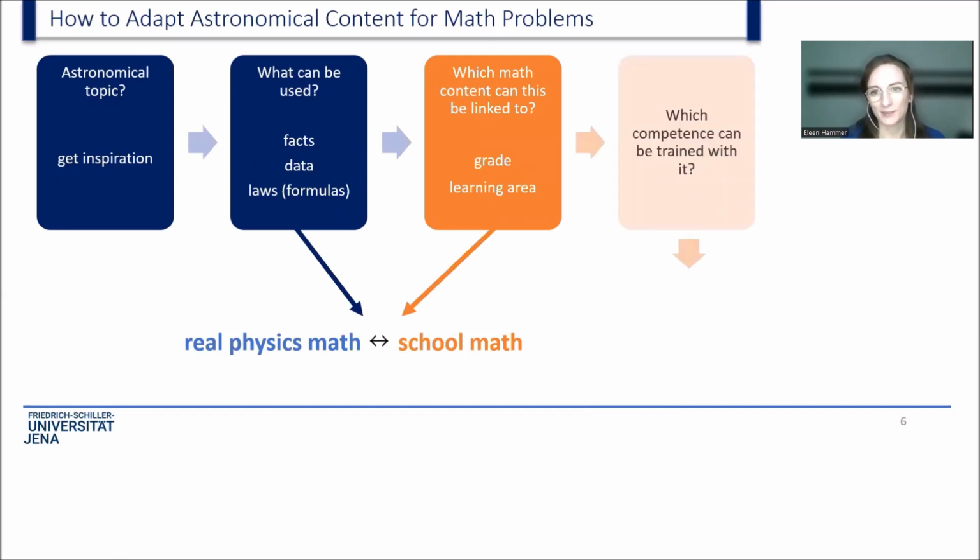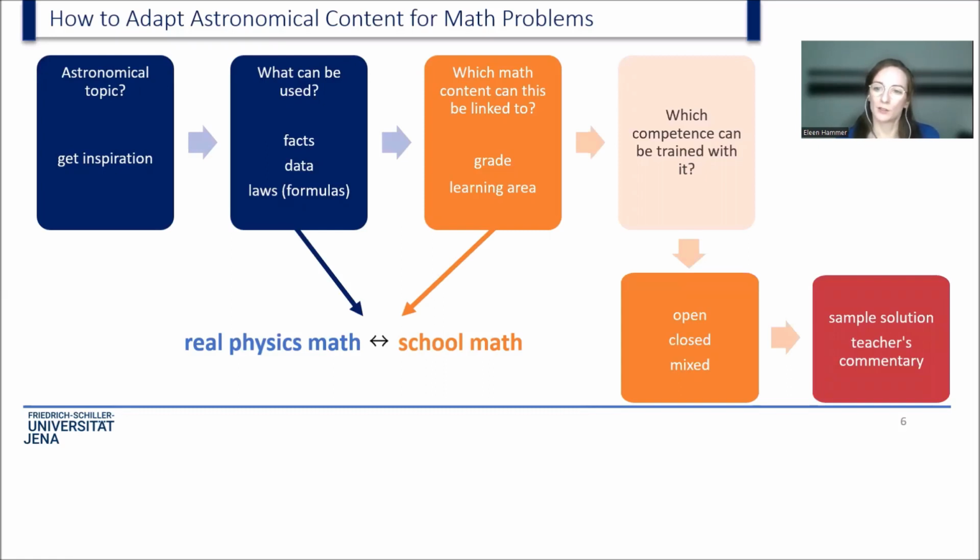When I've done that, I, in my case, have to think about what competence I can train with that. I also have to decide if the problem should be closed or open, not just open-ended, meaning there could be more than one solution, but open could also mean there is one solution, but there could be many ways to get to that solution. And then I also provide a sample solution and a teacher's commentary, to reduce any reservation a teacher could have. Because not every math teacher is also an astronomy teacher.